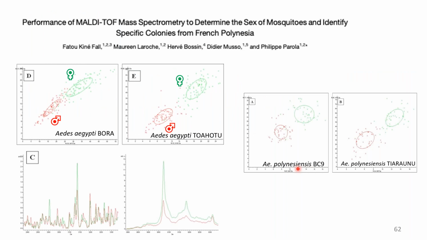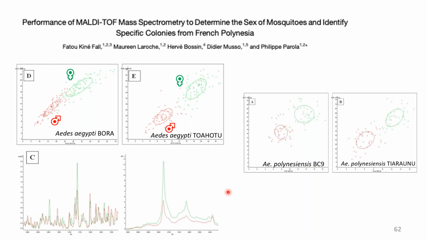And much more recently, we decided to push things a bit further. We wanted to see if MALDI-TOF was able to distinguish different colonies of the same species. And to do that, French Polynesia was really ideal, because you have mosquito species that are going to expand from one island to different neighboring islands, and you end up with mosquitoes of the same species building their own island colonies.